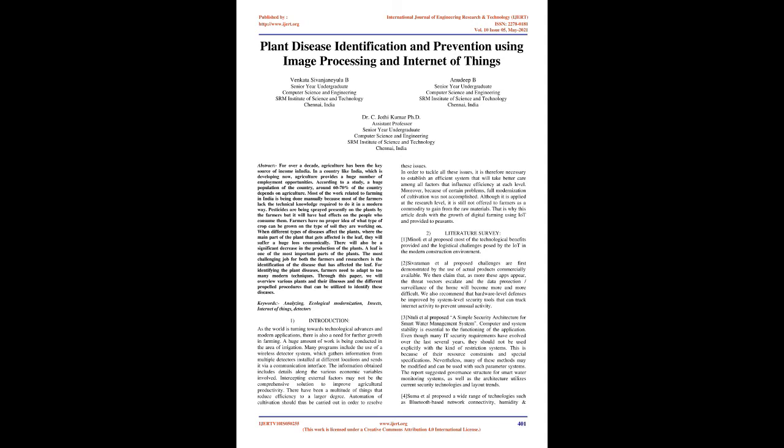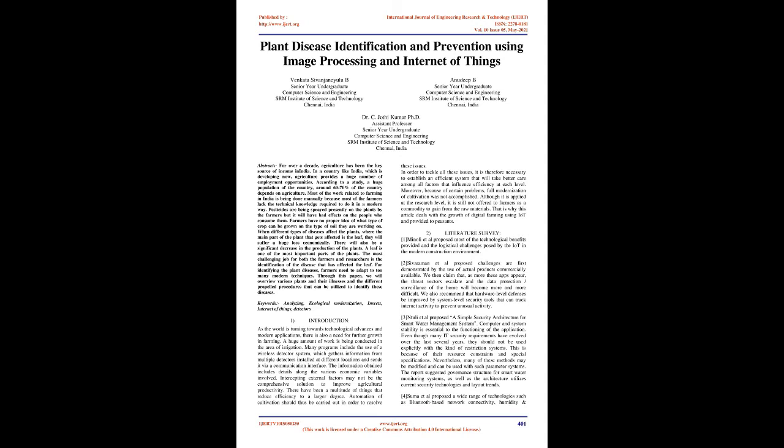When different types of diseases affect the plants, where the main part of the plant that gets affected is the leaf, they will suffer a huge loss economically. There will also be a significant decrease in the production of the plants. A leaf is one of the most important parts of the plants. The most challenging job for both the farmers and researchers is the identification of the disease that has affected the leaf. For identifying the plant diseases, farmers need to adapt to too many modern techniques.